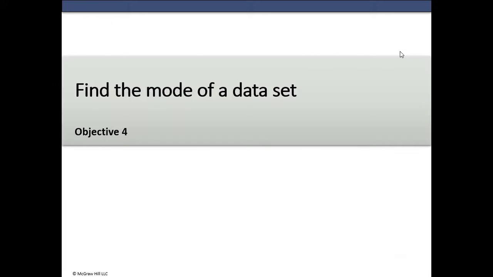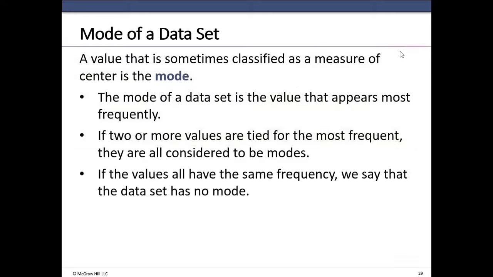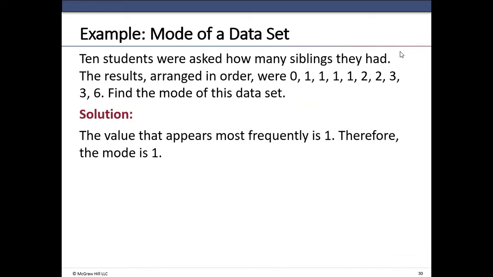Next is find the mode of a data set. Mode is a number that occurs the maximum number of times in a data set. A value that is sometimes classified as a measure of center is the mode. The mode of a data set is the value that appears most frequently. If two or more values are tied for the most frequent, they're all considered to be modes. If the values all have the same frequency, we say that the data has no mode.